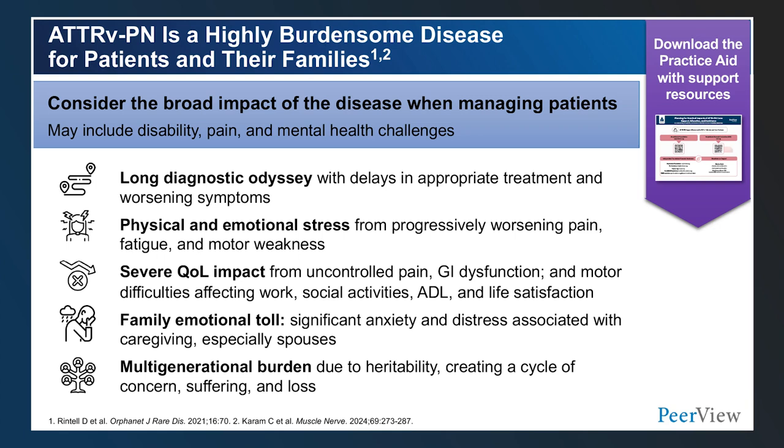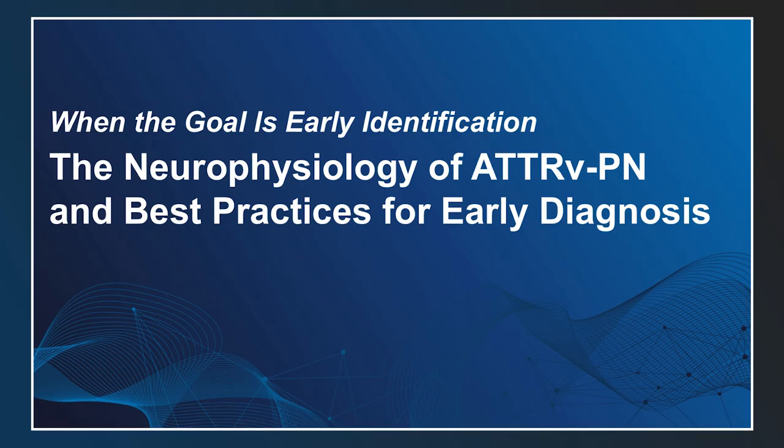So really, when you sit down and talk to these patients, they are really suffering, and there's a big toll. And then the other question is, when do you start treatment? Because the penetrance is not 100% and the age of onset varies. So it is kind of a challenging situation to be in. So I'm going to transition now. Dr. Kaku will talk about the neurophysiology of ATTR polyneuropathy and the best practice for early diagnosis.